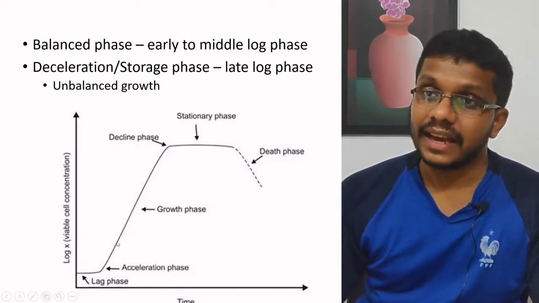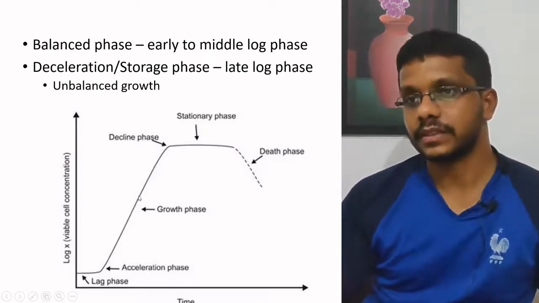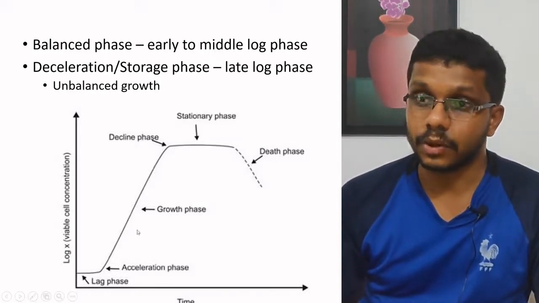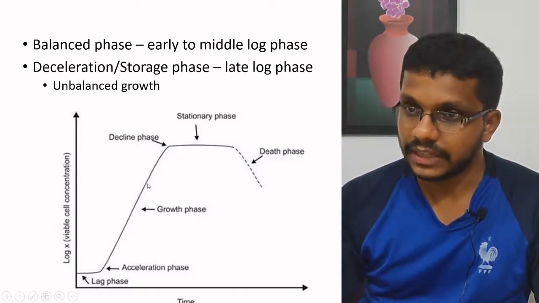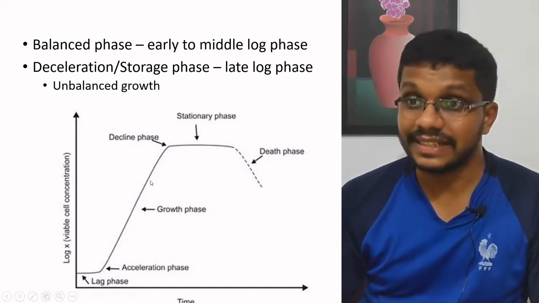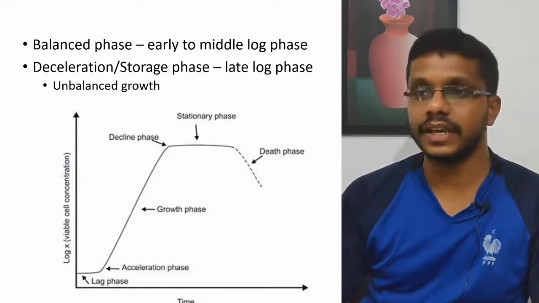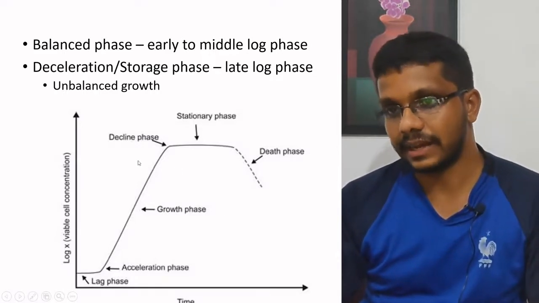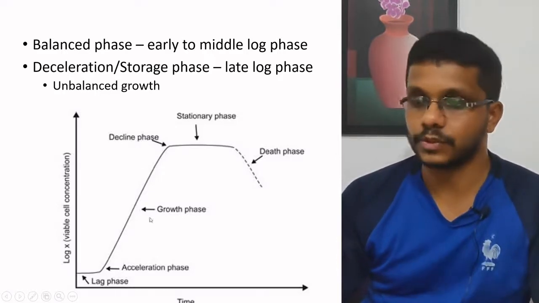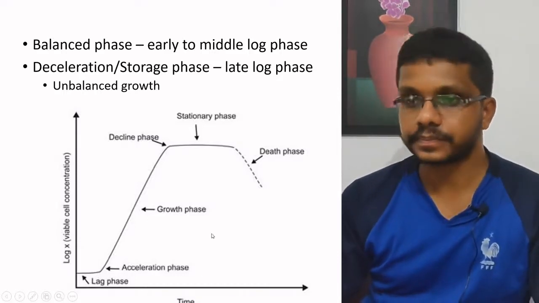Okay, early and mid log phase is called the balanced phase because there is balanced growth. The substrate utilization and the growth are balanced, so we call early and mid log phase, maybe from here to here, the balanced phase. The late log phase is called the deceleration phase or storage phase or unbalanced phase. Okay, the late log phase is characterized by an unbalanced phase. After the late log phase we have a decline phase, a small time interval, and before the early log phase we have an acceleration phase.